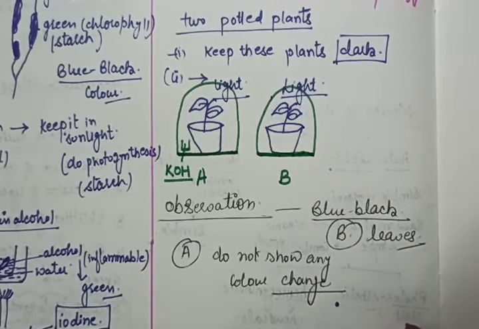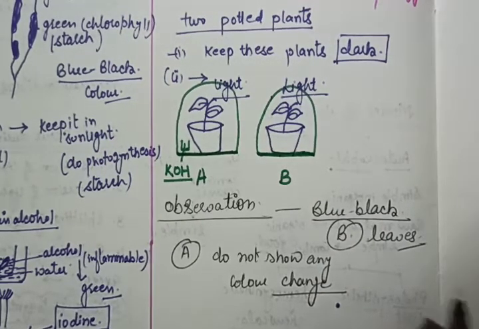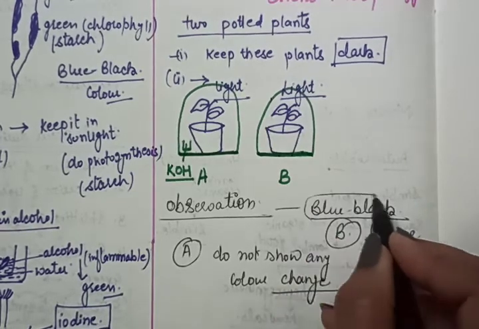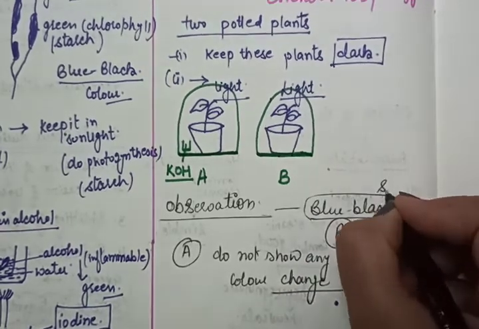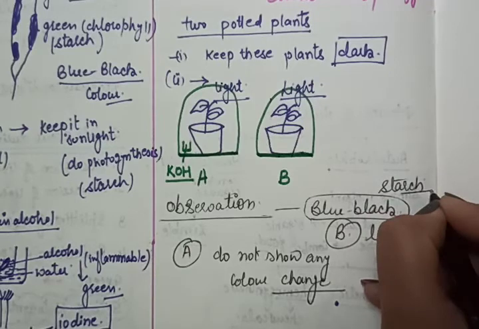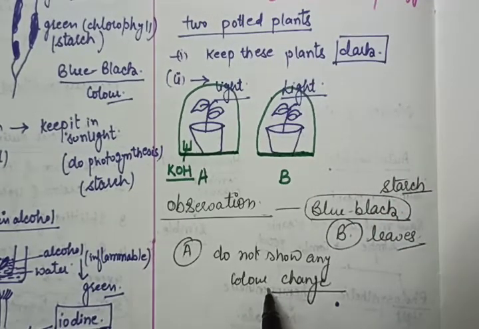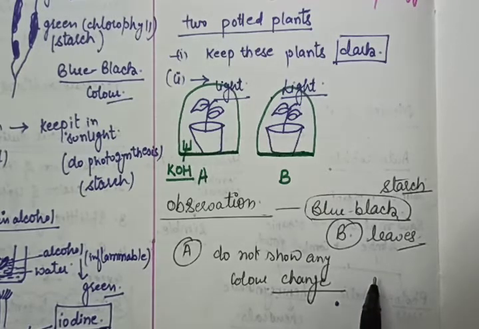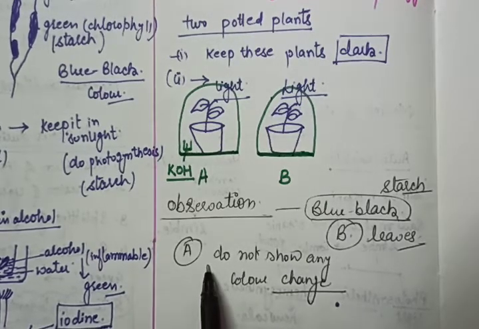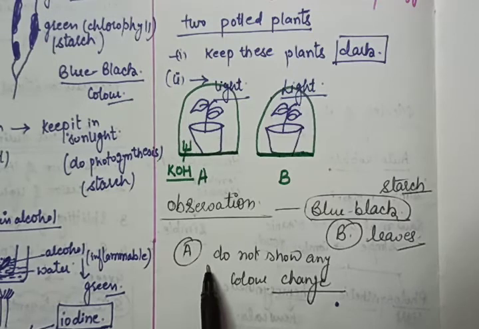Now why? What is the reason behind this? It shows the blue-black color. That means it has starch and it has done photosynthesis. The other one does not show any blue-black color. It means it does not have any starch and it has not done any photosynthesis.